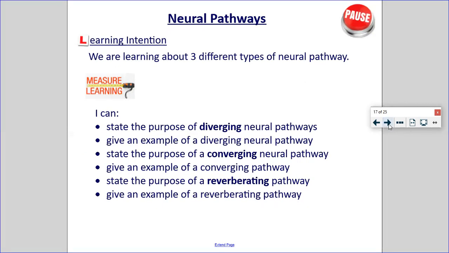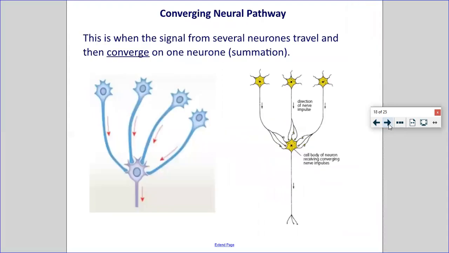So the next section we're going to look at is neural pathways. It's just a small section. We're going to learn about three types of neural pathway and three examples really of these three types of pathway. So the three types are diverging, converging, and reverberating pathways. So first of all, the converging neural pathway.